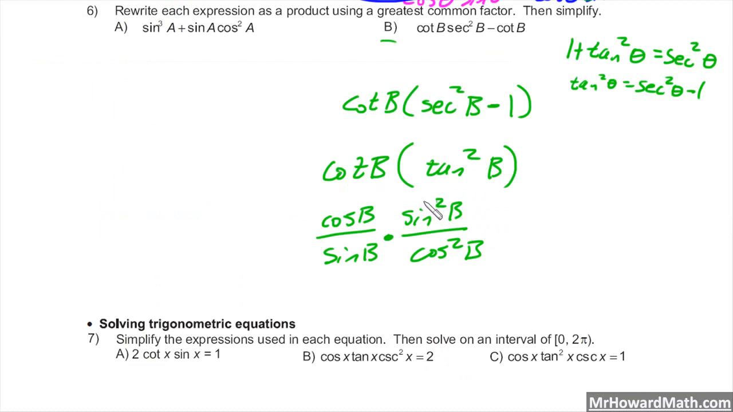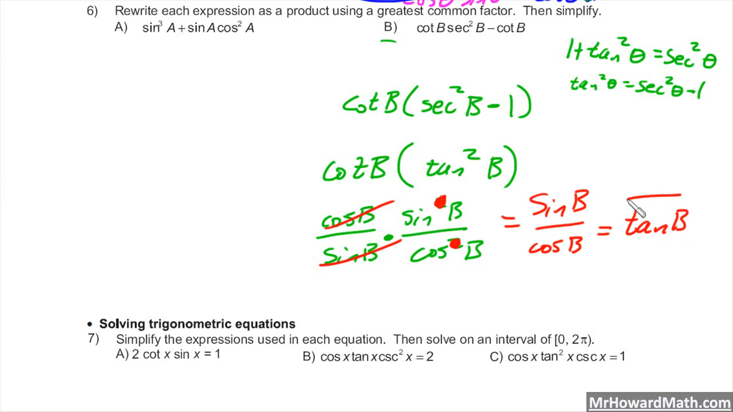Okay, now cancel what we can cancel. One of these goes with the square here. One of these goes with the square here. So I'm just left with sine b over cosine b. And using the quotient identity, that's tan b. So final answer there, tan b.